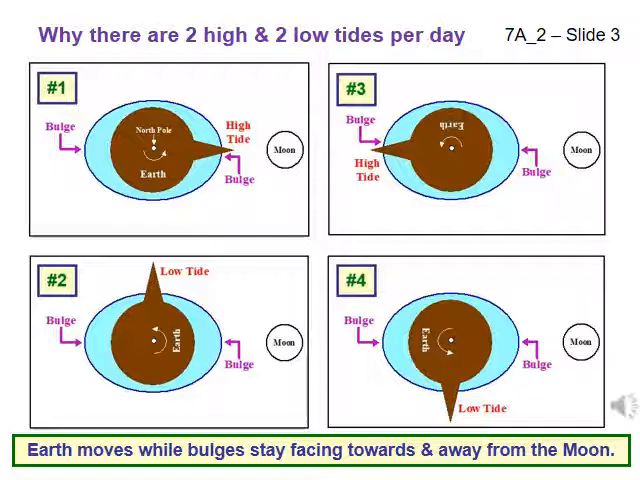In picture number 2, the Earth has rotated 1/4 and now the island is outside of a bulge, and it is low tide at the island. In picture number 3, the Earth has rotated 1/4 again, and the island is in the bulge on the side of the Earth facing away from the Moon. It is high tide at the island again. In picture number 4, the Earth has rotated another 1/4, and now the island is outside a bulge and at low tide again. Note, the Earth moves, not the bulges or the Moon, in this explanation.